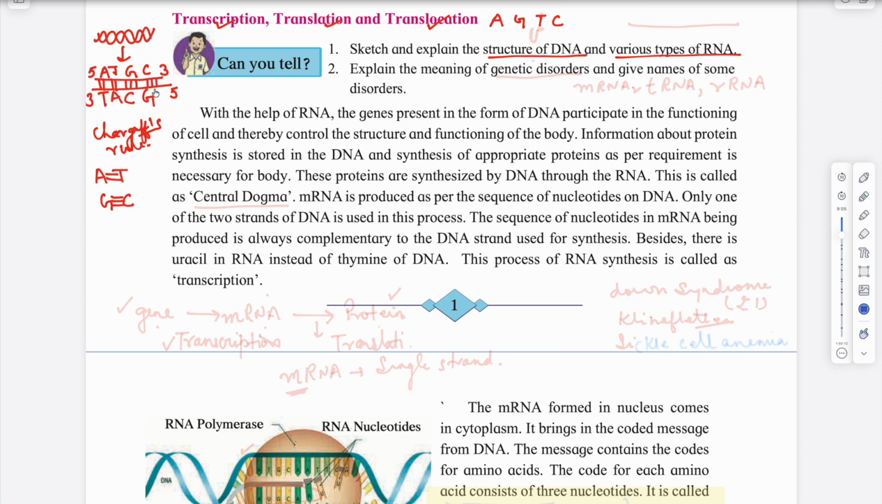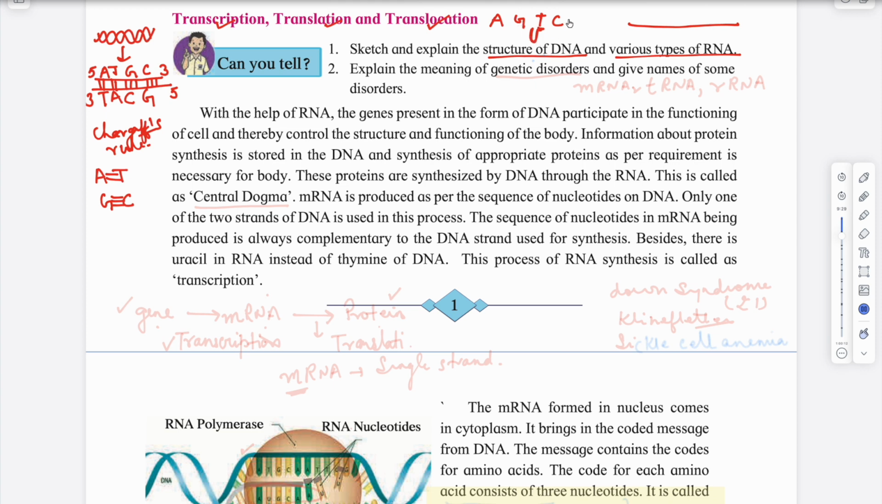On the other hand, various types of RNA. First of all, what is the basic structure of RNA? RNA always has a single strand. It is a single strand molecule, and it is made up of 4 bases. But instead of thymine, RNA has uracil, U. The rest 3 bases are the same, right?